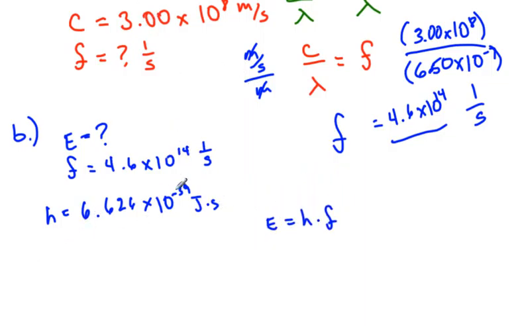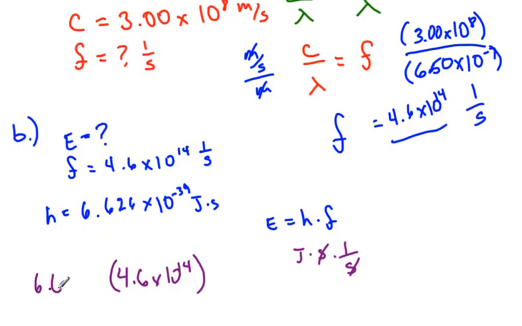Alright, so now if we look at this equation, we have f, we have frequency, and we have h. So by looking at the units, if we took a joule second times 1/s, second will cancel out. We will get joules, and energy is measured in joules, so that's a good thing. So just plug in your calculator, 4.6 times 10 to the 14th, and multiply that by 6.626 times 10 to the negative 34th. Hit equals, don't forget your parentheses, and your unit will be joules, and that's the energy of this photon.